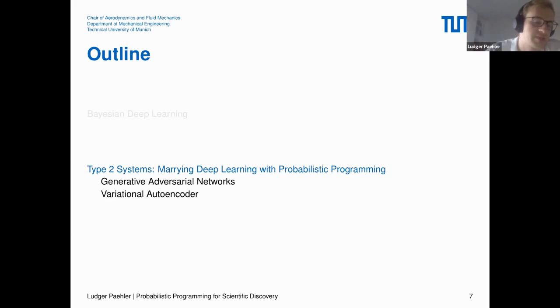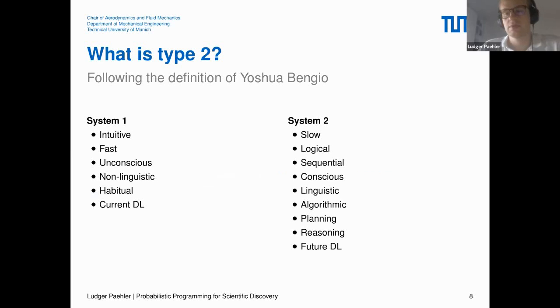Now the way we'll start is we'll first define for ourselves what a type 2 system would be. Type 2, as Yoshua Bengio defines it: system 1 is what we currently have, these deep neural networks. They don't really have consciousness, they don't use any sort of linguistic features, because they learn from the raw data. They're quite intuitive and fast, but type 2 promises this linguistic structure. That means that you could also combine knowledge. You want to have a reasoning component in there, and then also the conscious one is a big one, where consciousness is sometimes compared to memory mechanisms or attention mechanisms.